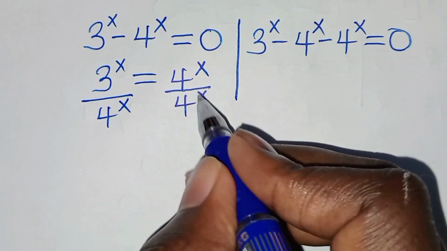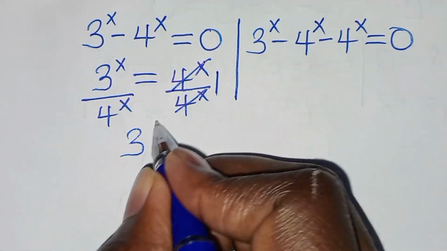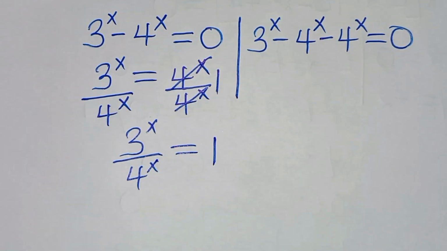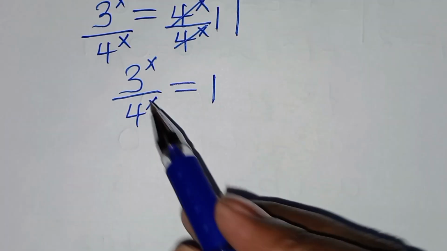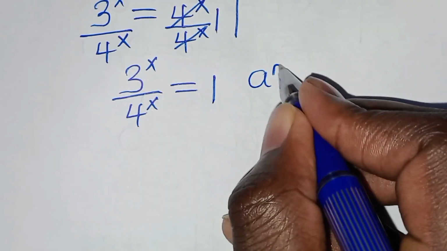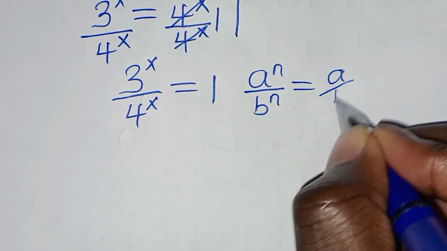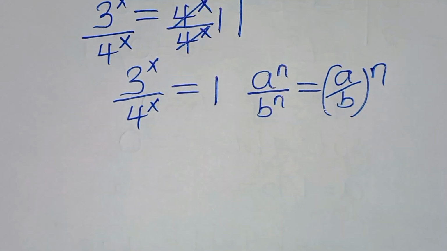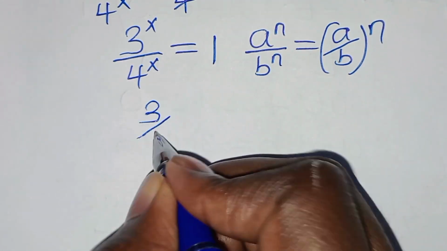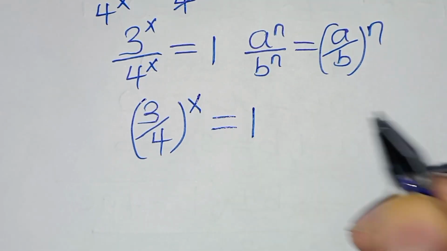So let's simplify here. 4 to the power x over 4 to the power x simplifies, so this is 1. So we have 3 to the power x over 4 to the power x, and this is equal to 1. Now, 3 to the power x over 4 to the power x is in the form of a to the power n over b to the power n, which we can express as a over b raised to the power n. Applying this property, here we have 3 over 4 raised to the power x, which is equal to 1.